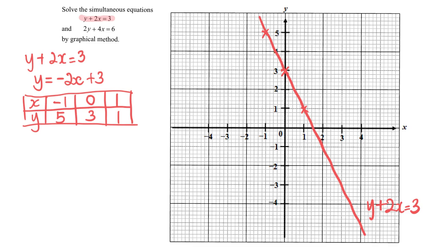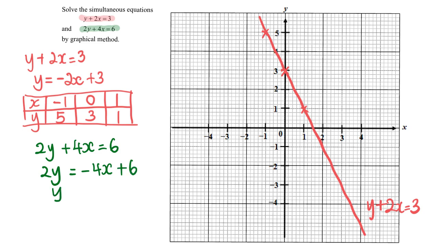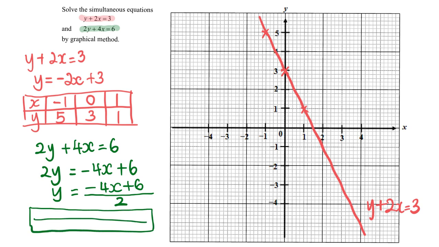And let's see what happens for this green color line. I'm going to use green color now. So 2y plus 4x equals 6. And what do I notice? I'm going to make them 2y equals negative 4x plus 6, and I'm going to divide by 2. And let's see what happens if I were to draw this.